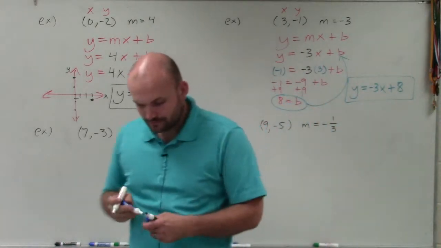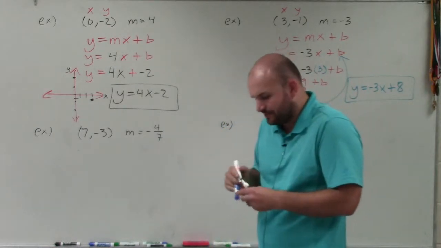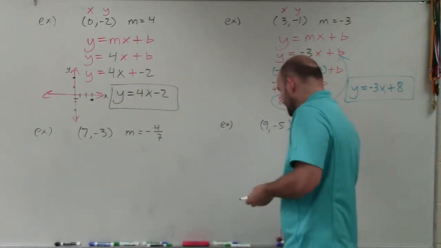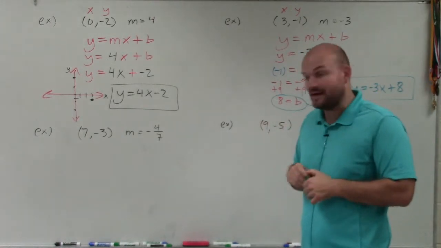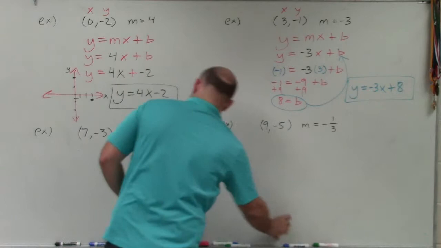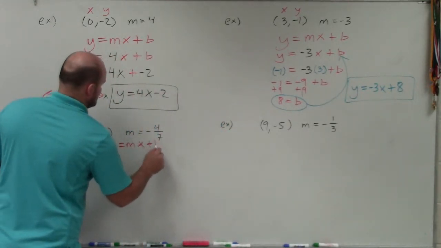OK? So let's go ahead and use that method one more time, because I think it's fairly simple, and it kind of goes through. I'll work through it a little bit differently, or a little bit faster. However, we do have some fractions, but that's perfectly fine. So again, I do like using this. So we write y equals mx plus b.